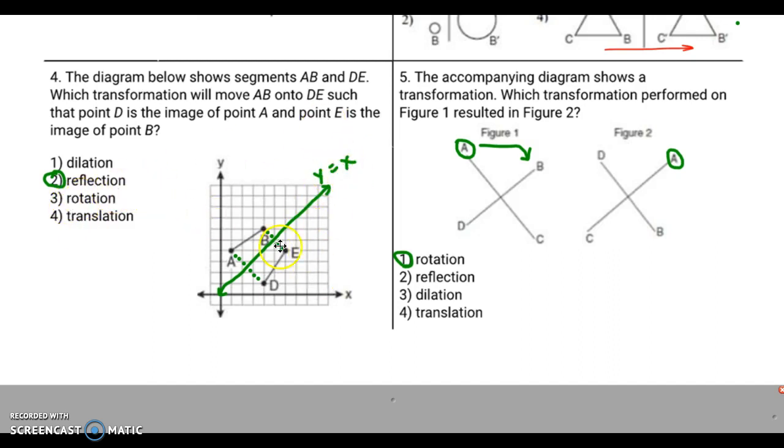We know it's not a rotation because it hasn't rotated around the origin. We know it's not a translation because it changed its slope, right? The slope is different from D to E than from A to B. And it's not a dilation because the lines are exactly the same length.